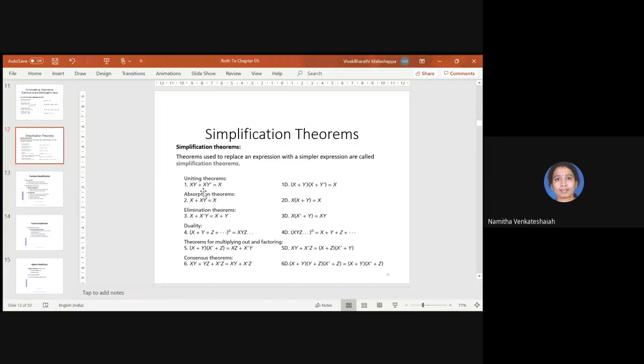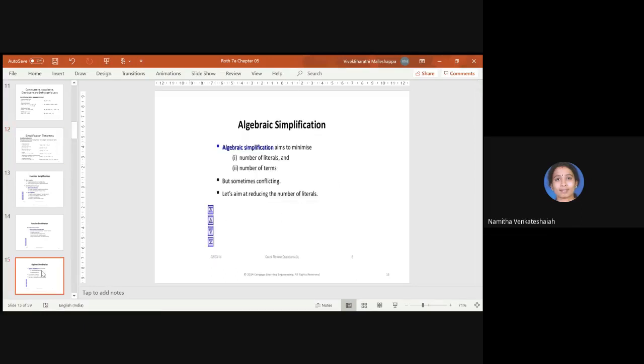So actually, initially what is happening here? Two terms are there, each term having two literals. But after reducing, you are having only one literal. So number of gates and number of inputs required has been reduced. So using these simplification theorems, we will try to simplify.